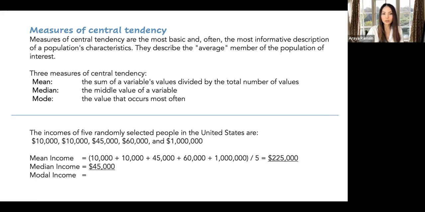What about the last one, mode income? The value that occurs most often. And that is 10,000, right? Good. $10,000 because it happens twice. It's the only one that happens twice. The others happen only once. Okay, so mode income is $10,000. Okay, very good. So this is the first one, measures of central tendency.